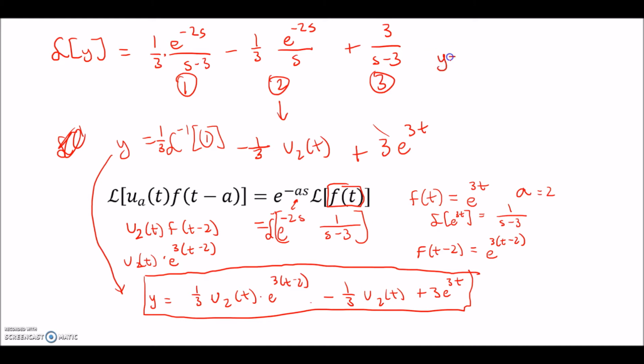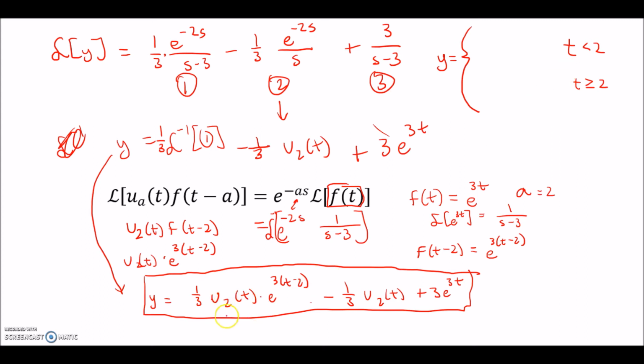So y is going to equal 2 different components. And what is my time break? My time break is at time 2, because that's the Heaviside I have in here. So for t less than 2, I've got to look at this. And then for t greater than or equal to 2, I've got to look at this. Well, what happens when t is less than 2?